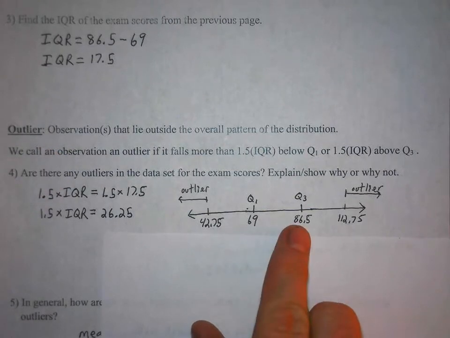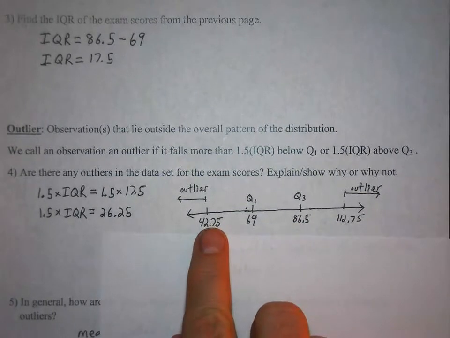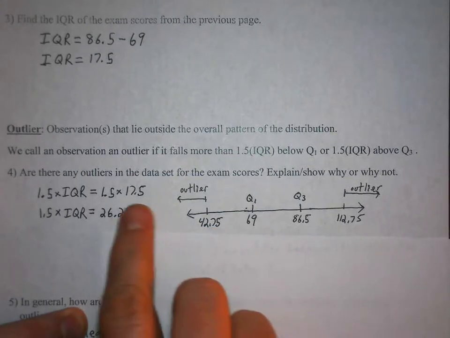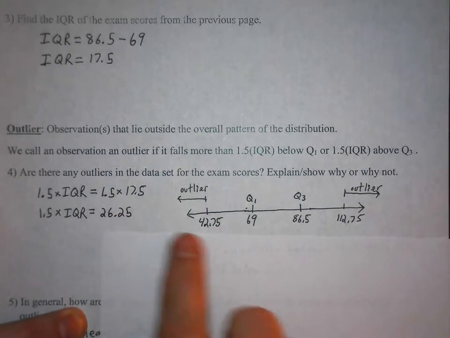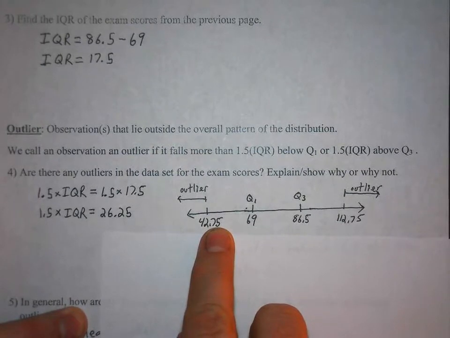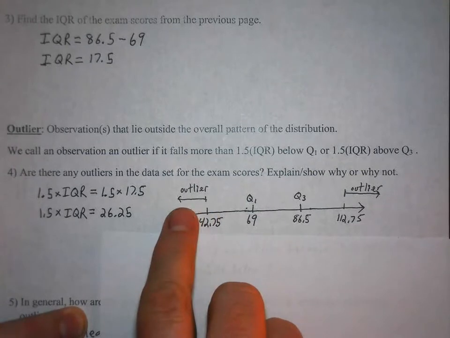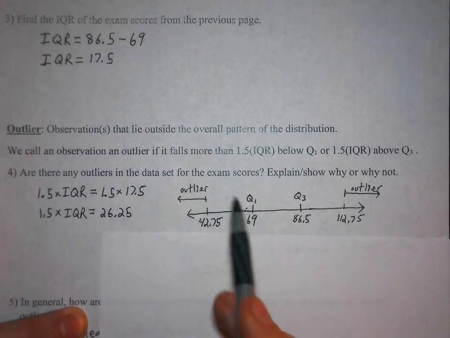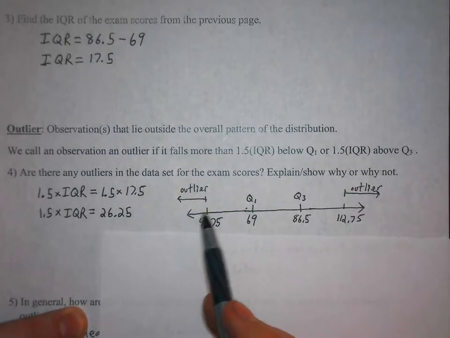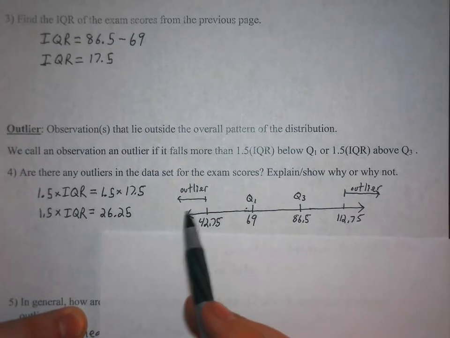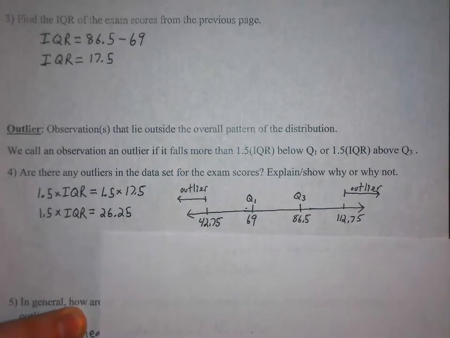Okay, so 69 and 86.5. And then I take those two answers and do minus 1.5 times the IQR. So if you do 69, subtract 26.25, that'll give you 42.75. So any data value that is more extreme than that, so less than 42.75, we'll say that's an outlier. Okay, so that data value or data values would be falling outside the overall pattern of our distribution.